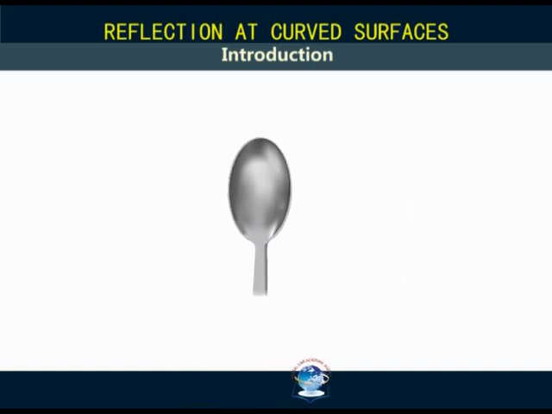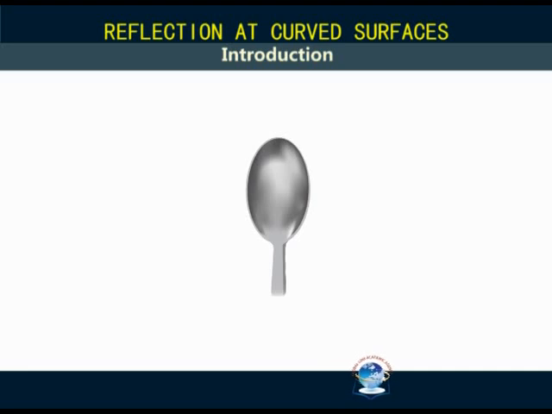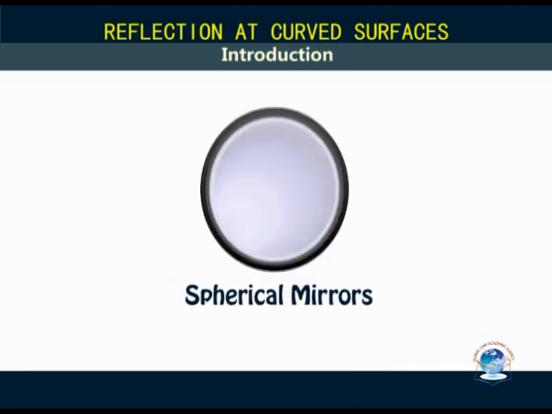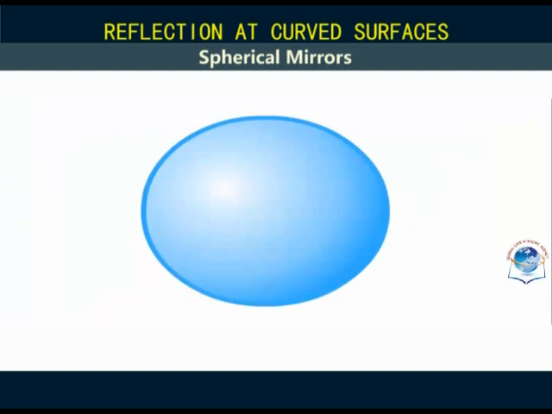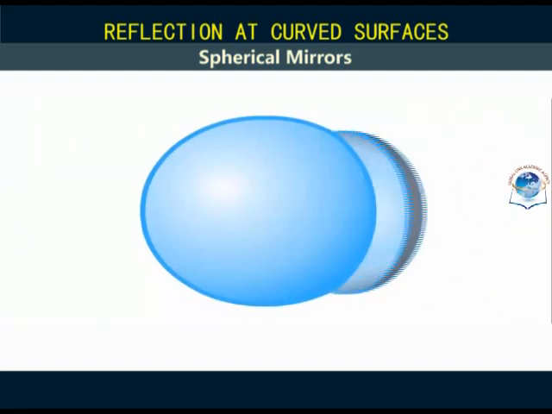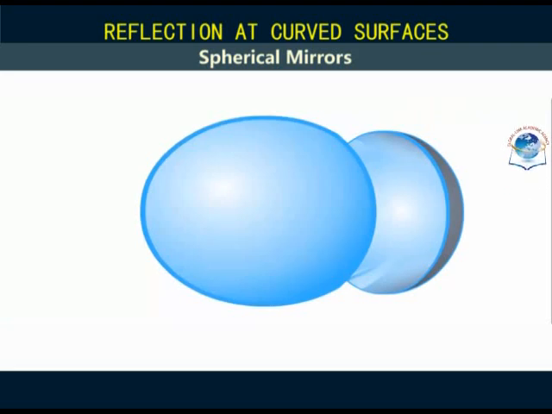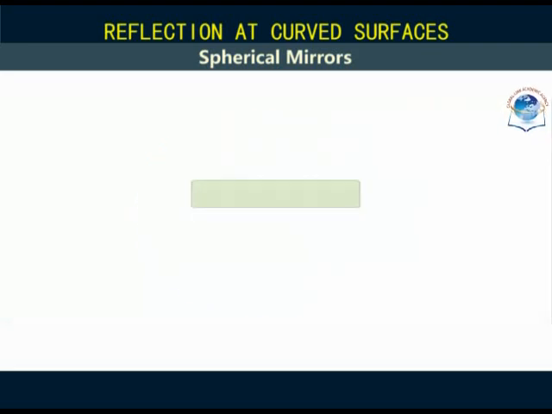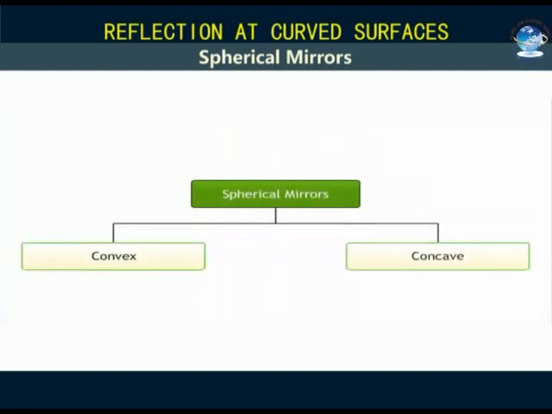However, spoons are not perfectly spherical. So for easy understanding, let us talk about spherical mirrors. A spherical mirror is made from a hollow glass sphere. In other words, it is a plain glass bulging inwards or outwards. Just like the spoons, spherical mirrors are classified as convex and concave.